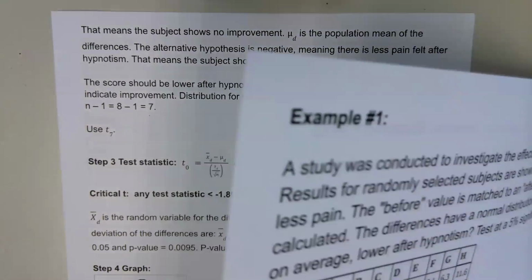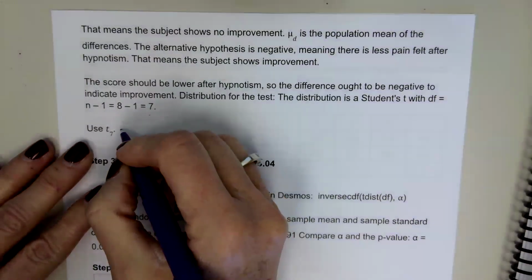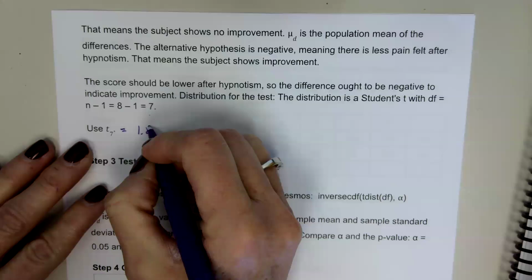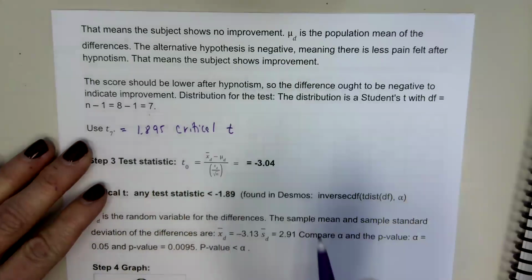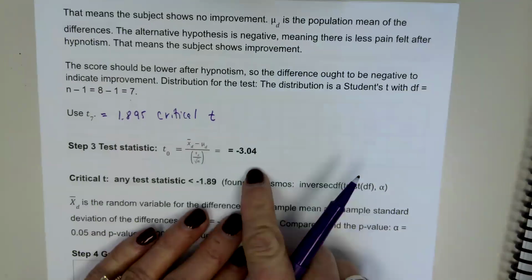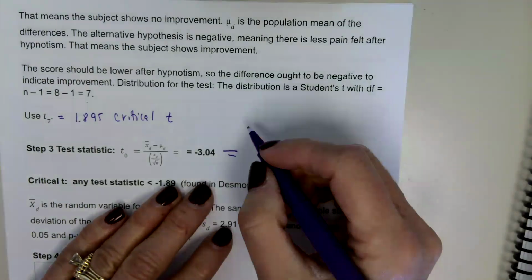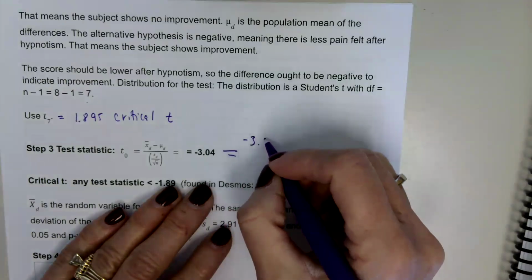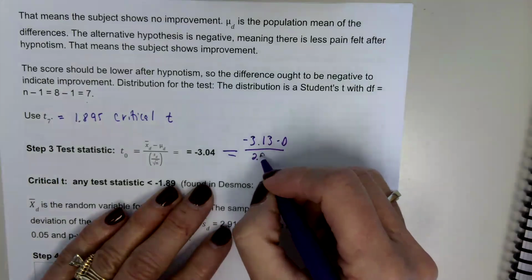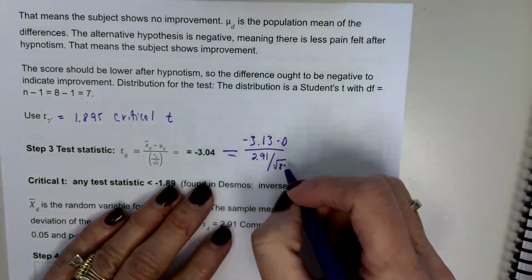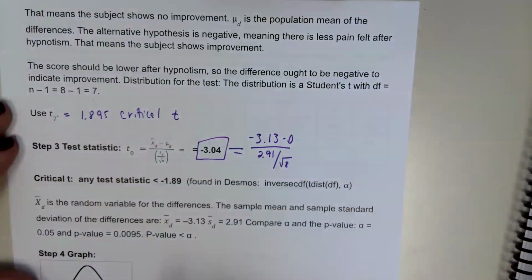And we are using t of 7 as our critical value, which is 1.895, critical t. And then our test statistic, I gave it to you there, but I'm going to show you how I calculated that. It's the sample mean of the differences, subtracting 0, divided by the sample standard deviation of the differences, divided by the square root of n. So here is our test statistic.